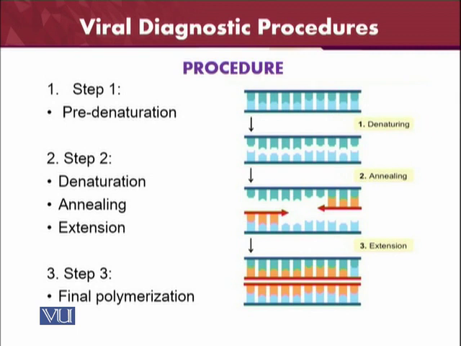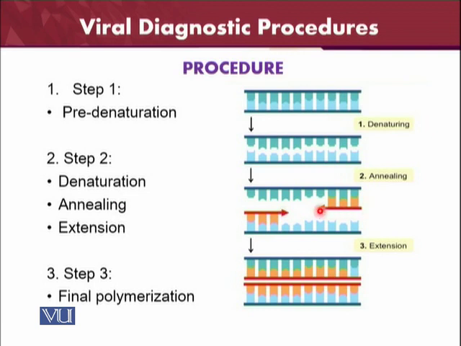Then the procedure, step 1, the pre-denaturation. Denaturation. In this step, the double strand of the nucleotides will be separated into two different strands, just like this. Here, the one strand, we will call it the parent strand. It will be denatured and divided from here into two strands. Then here is the annealing. Two different strands will come towards each other. Denaturation is the first step, then the annealing, and then the extension will be from both sides.